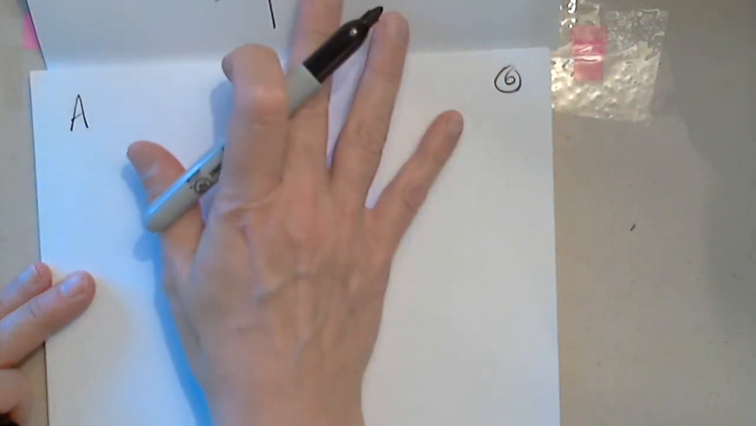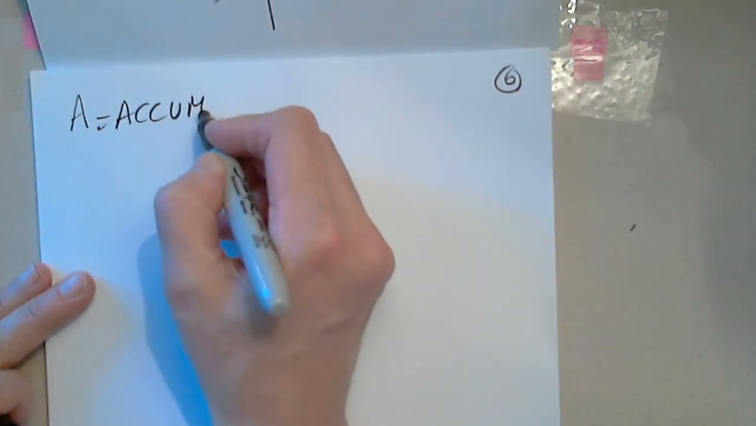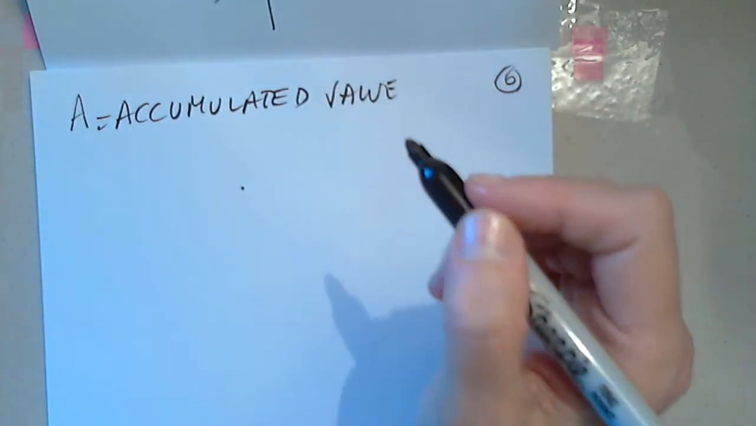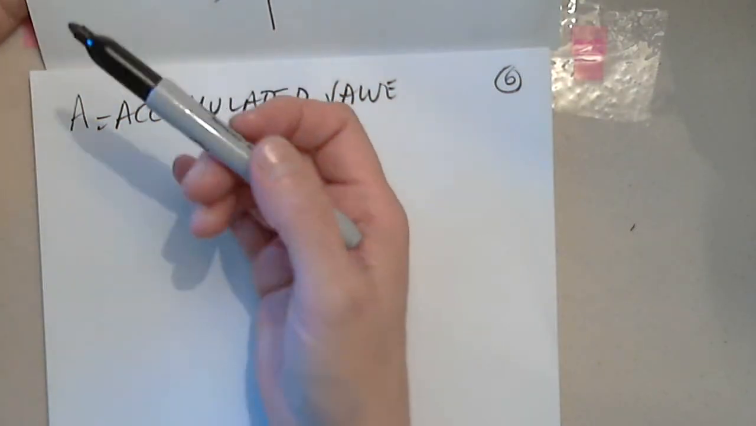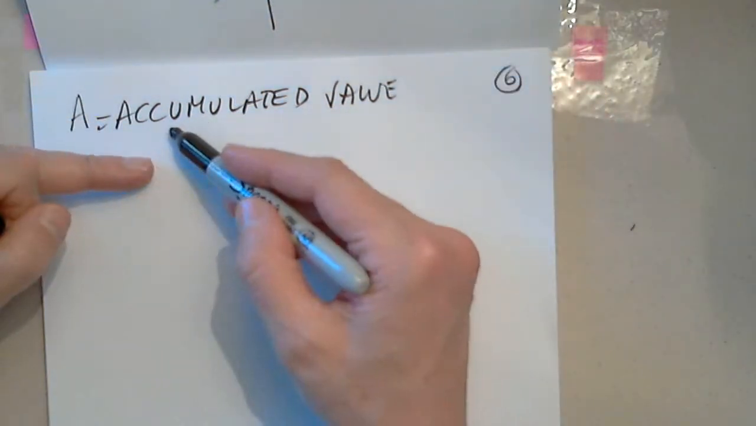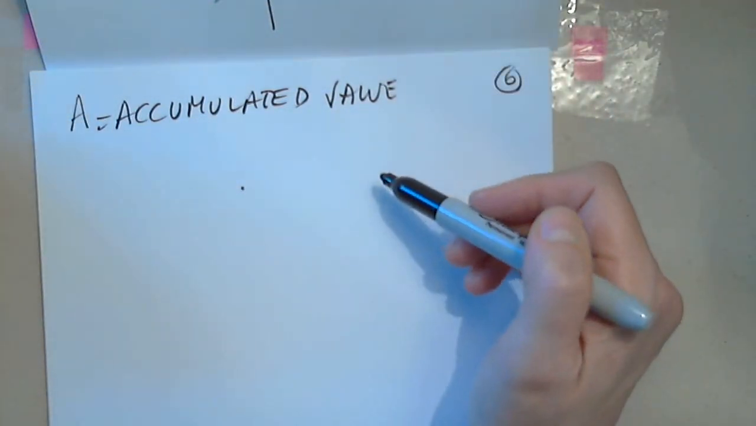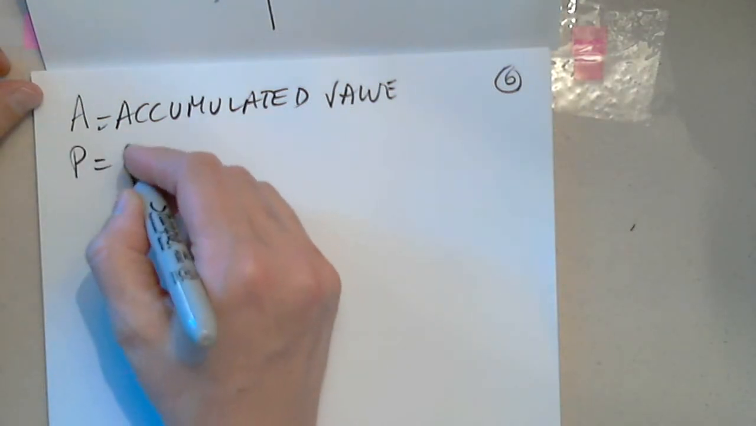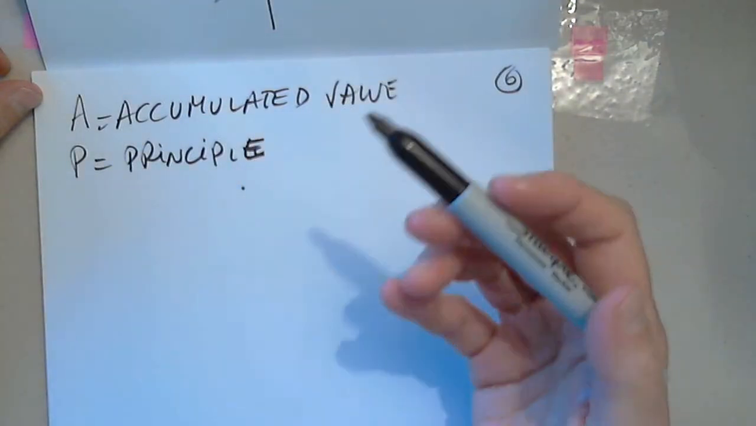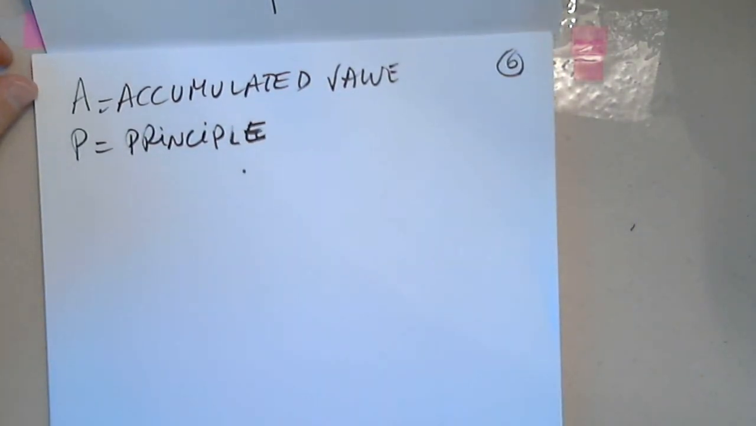So now let's write what each and every variable represents. A, in both, is the accumulated value. If we deposit a certain amount of money today at a certain interest rate, 10 years from now we have an accumulated value. P, principal: the amount of money we deposit or the amount of money we borrow.